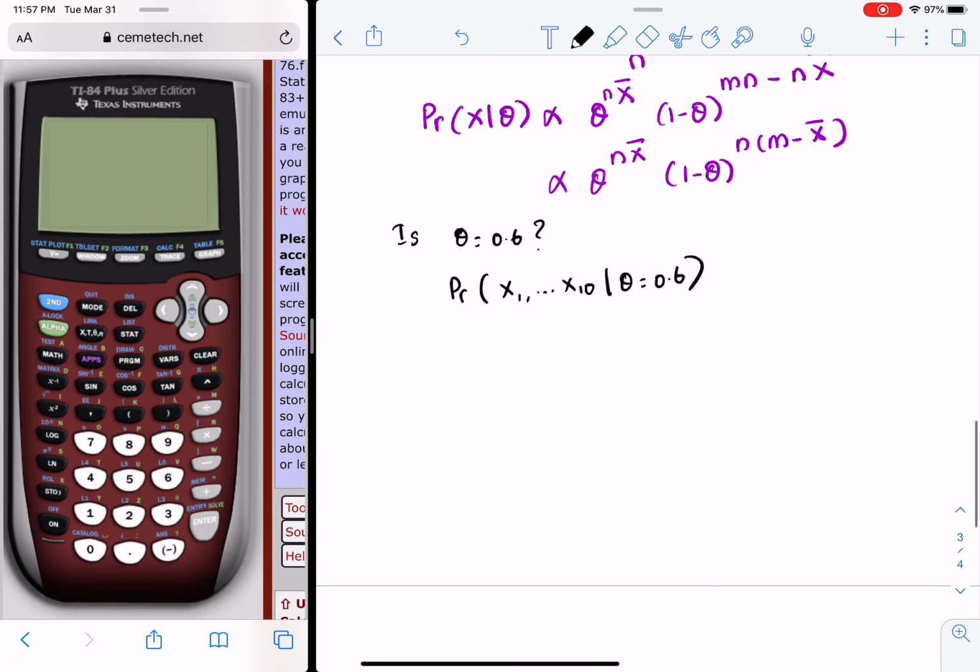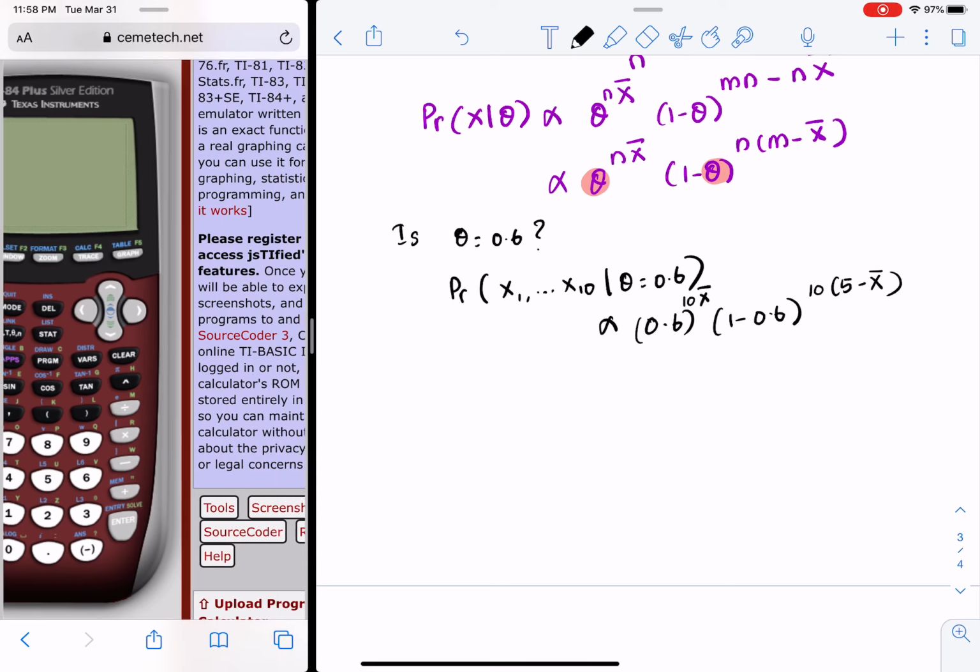So the probability of seeing the sample that we have, the sample of 10 values, should be proportional to 0.6, the value of theta in this formula, and 1 minus 0.6, and the powers: 10 times the mean, and 10 times m, where m is 5 because we have 5 individuals per group, minus the mean x bar. So let's see what the mean of the sample is.